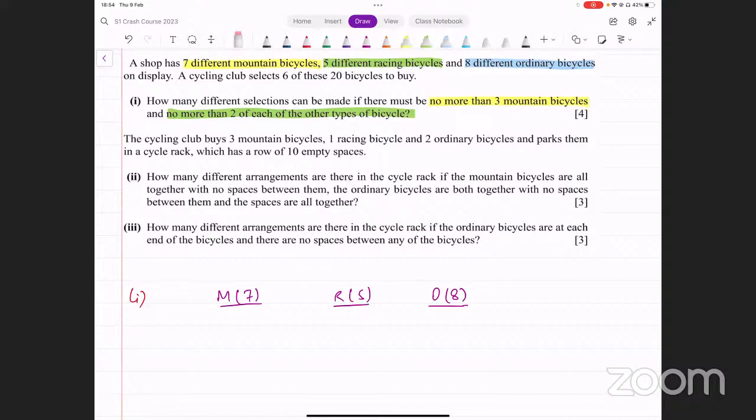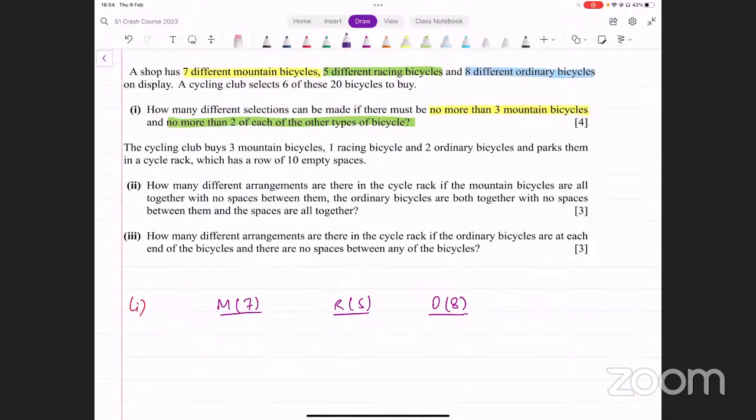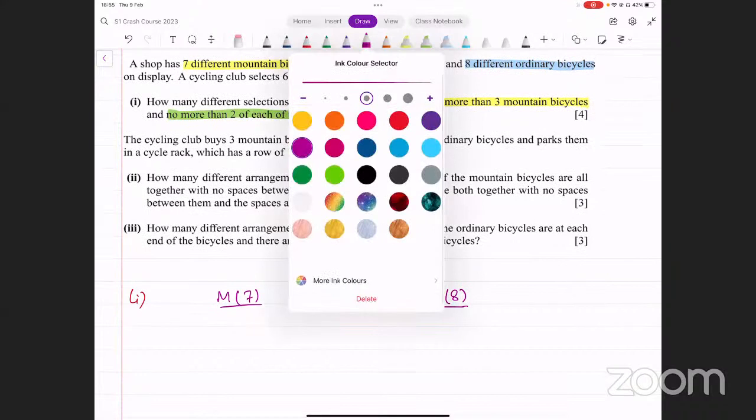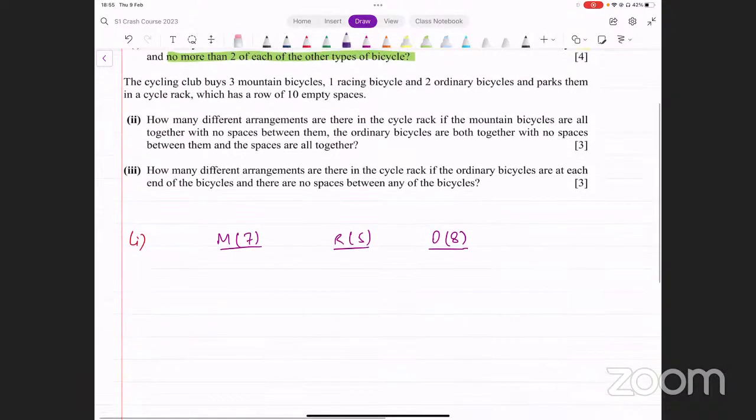So what we have to do is find how many different selections can be made given these conditions. We need to figure out the different options we can have if these conditions are met. This is the total number that we have for each of the 3 bicycles. We've got 7 mountain bicycles, 5 racing bicycles, and 8 ordinary bicycles. And we have to list down the cases that we have.